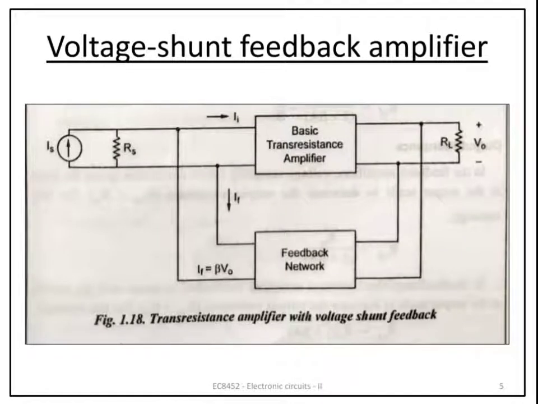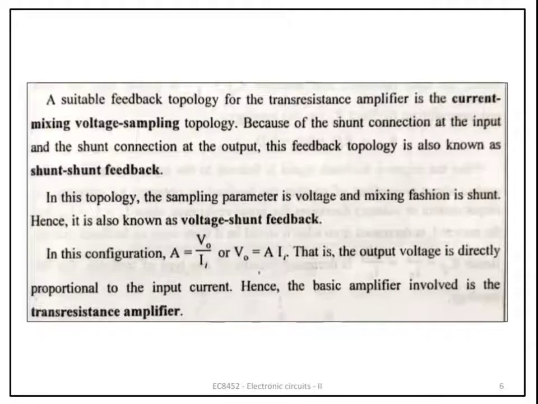This is the block diagram of a trans-resistance amplifier with voltage shunt feedback. Here we are going to calculate the input and the output resistance of this voltage shunt feedback. A suitable feedback topology for a trans-resistance amplifier is the current mixing voltage sampling topology. Because of the shunt connection at the input and the shunt connection at the output, this feedback topology is also known as shunt-shunt feedback. In this topology, the sampling parameter is voltage and the mixing is shunt. Hence, it is also known as voltage shunt feedback.